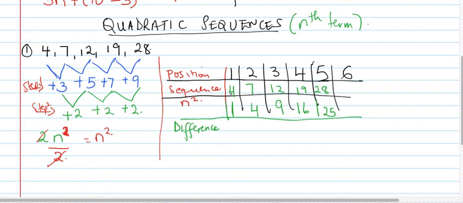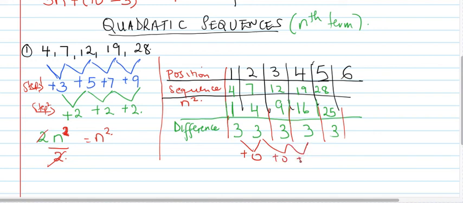So 4 minus 1 is 3, 7 minus 4 is 3, 12 minus 9 is 3, 19 minus 16 is 3, 28 minus 25 is 3. Alright, now our last step is to find the nth term of this difference, just like we did in linear sequences. So here you realize that you added 0 to get to the next term. You just add 0 like that.